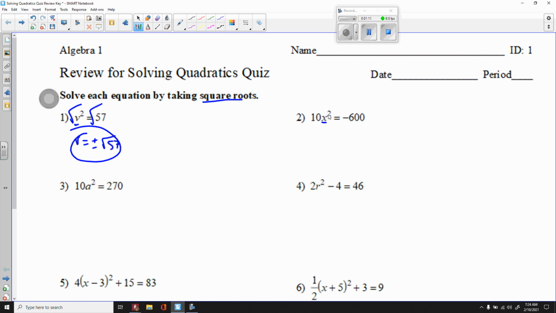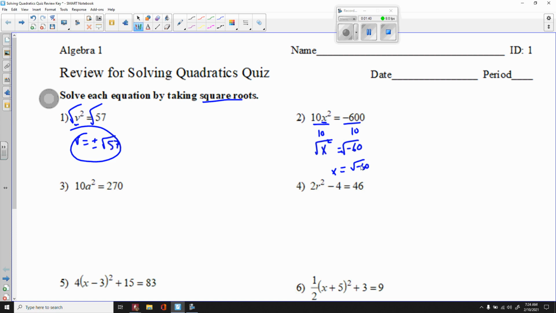So squaring comes after multiplying. I'm going to divide both sides by 10. So x squared should be equal to negative 60. And still, I don't have x by itself. So to get x by itself, I am going to take the square root of negative 60. X should be equal to the square root of negative 60.